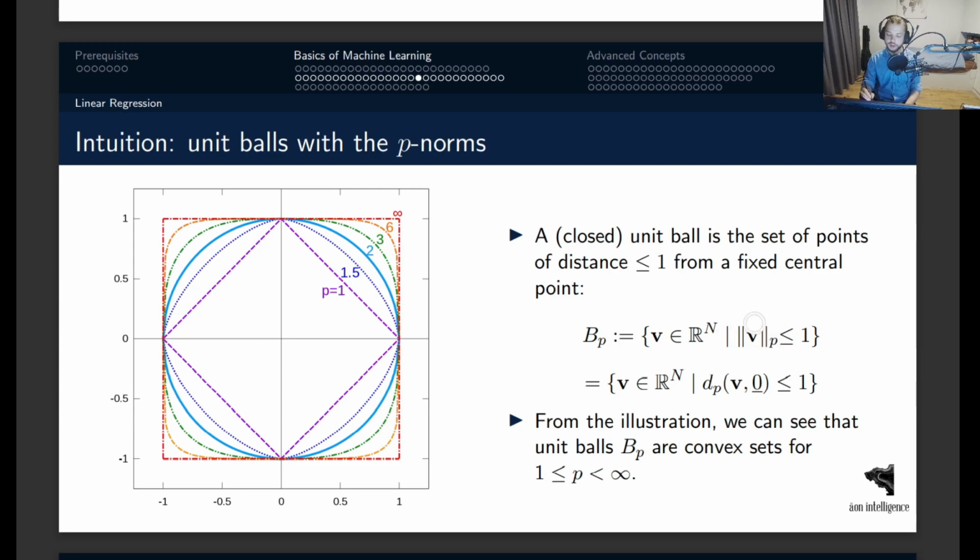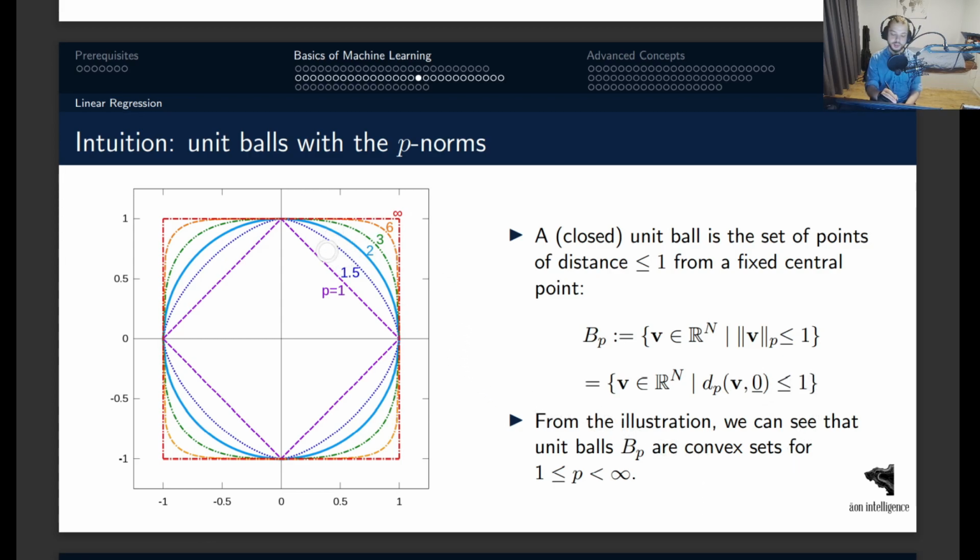And since we know a norm induces a metric, we can find an alternative but equivalent formulation, which is that we have the set of all points in R^n for which the distance induced by the p norm from the origin to that point, the origin is the 0 vector, is smaller or equal than 1.